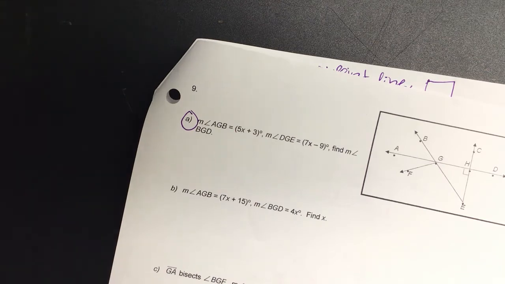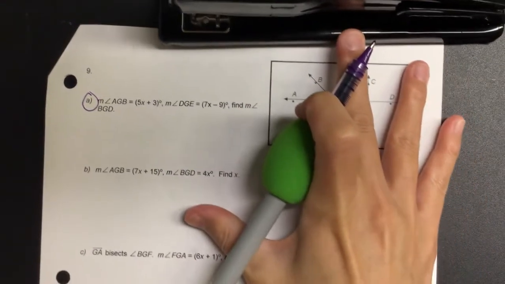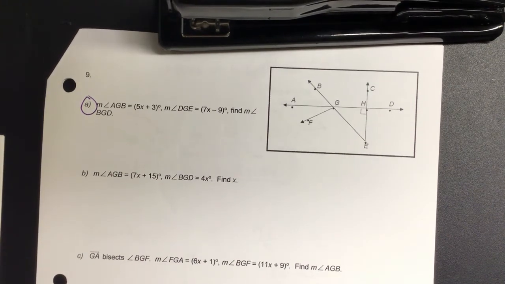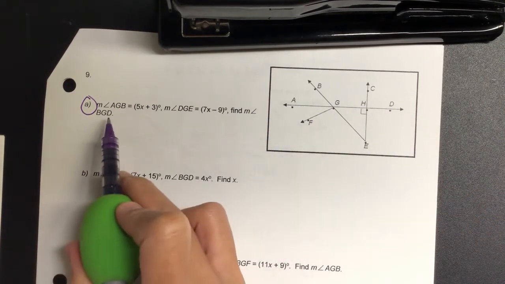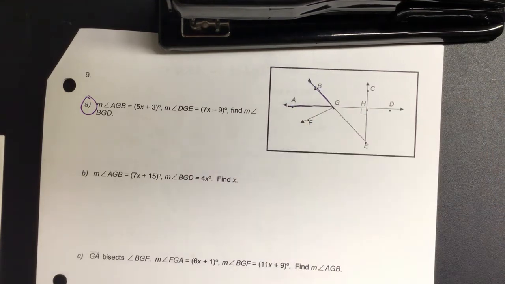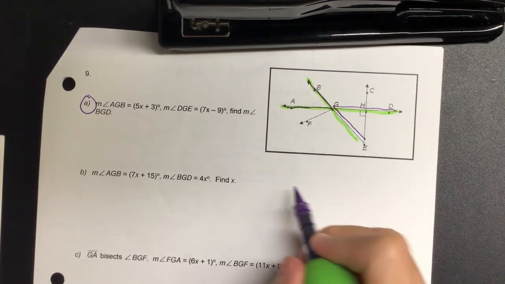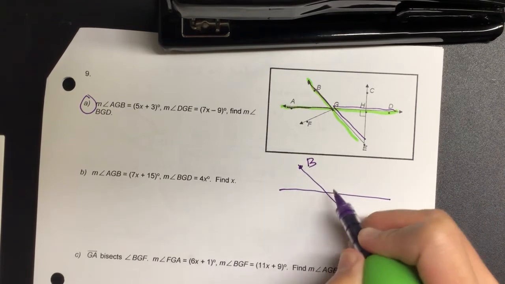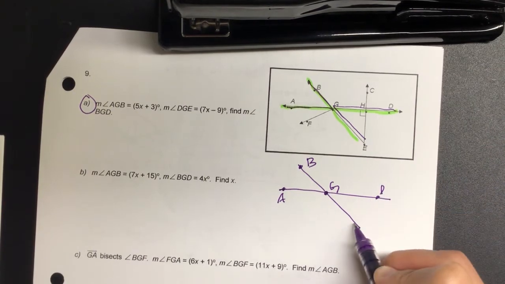Okay, Aiden, let's read number 9A for me. Angle AGB equals 5x plus 3, and angle DGE equals 7x minus 9. Find angle BGD. All right, because the figure is kind of complex, I would minimize that and only draw the ones that I need. So I need AGB, which is right here, and then we need DGE, which is right here. So my main focus will be these two lines. So I'm going to redraw this off to the side. So here I have these two segments. And the names of the points are B, G, A. Then I have D, G, E.